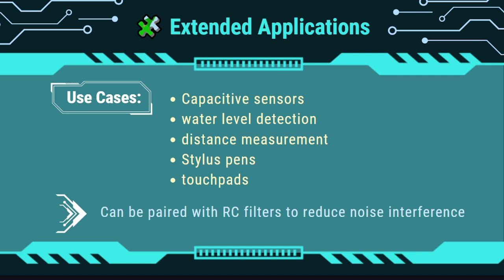Capacitive sensors are used in many devices, like water detectors, spans, and distance sensors. They can work with RC filters and reduce noise.